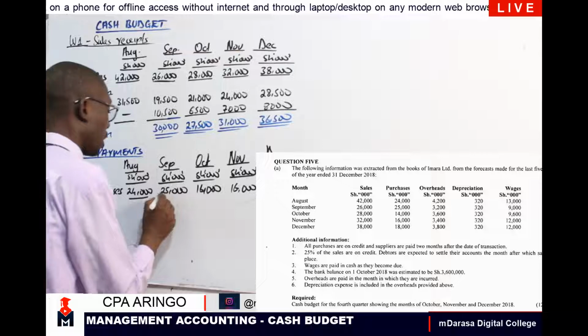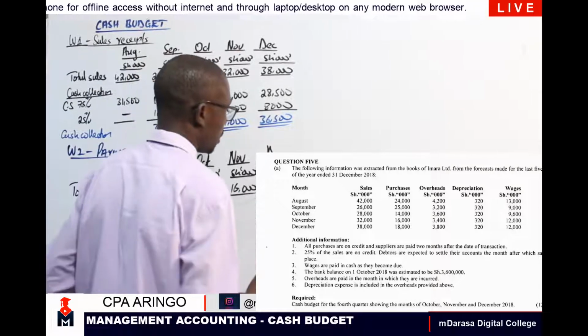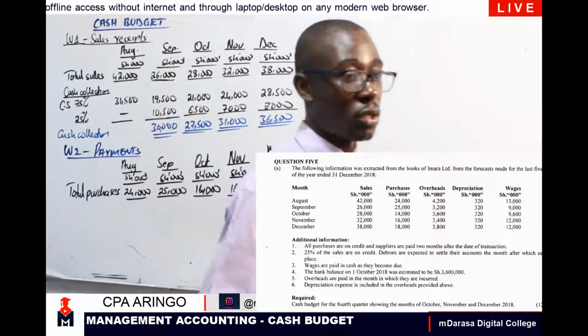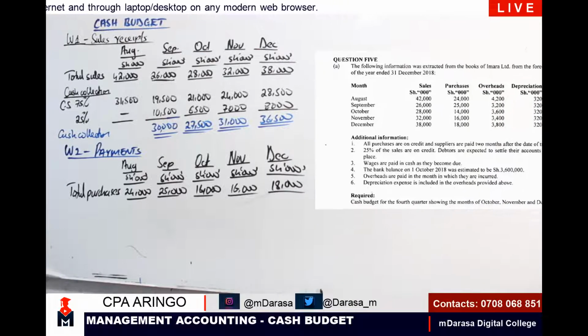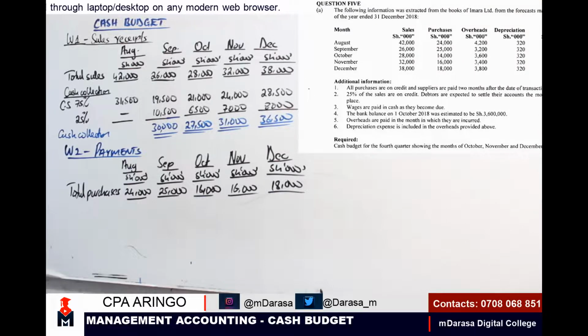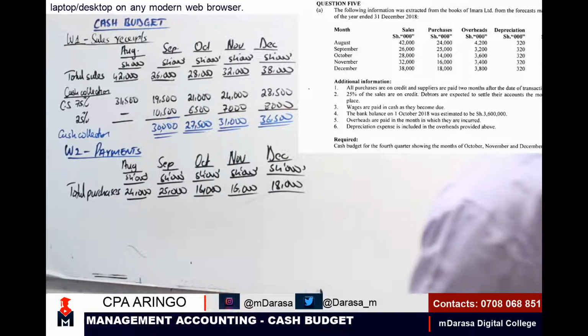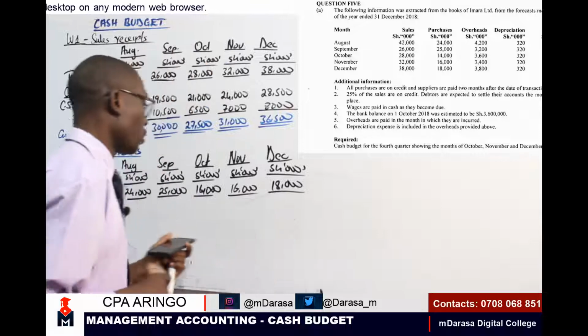So these were our purchases. But remember, we are paying these purchases 2 months after the month of transaction. So therefore, what will you consider? I'll put the question on top there so that you work it out correctly. Now, talk of our payments.